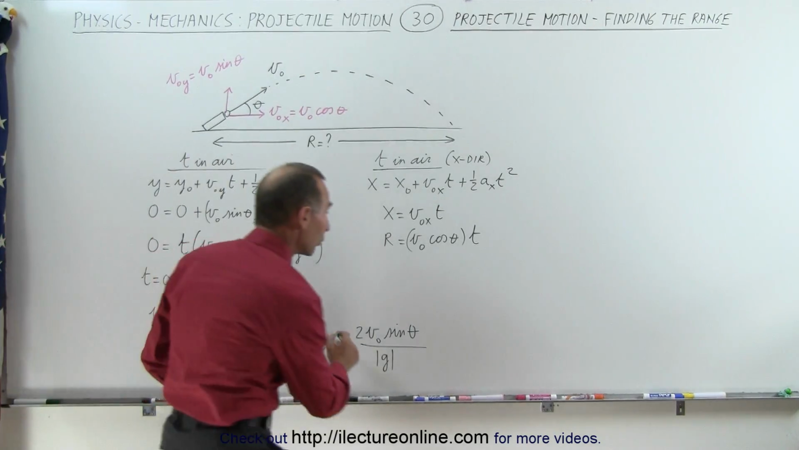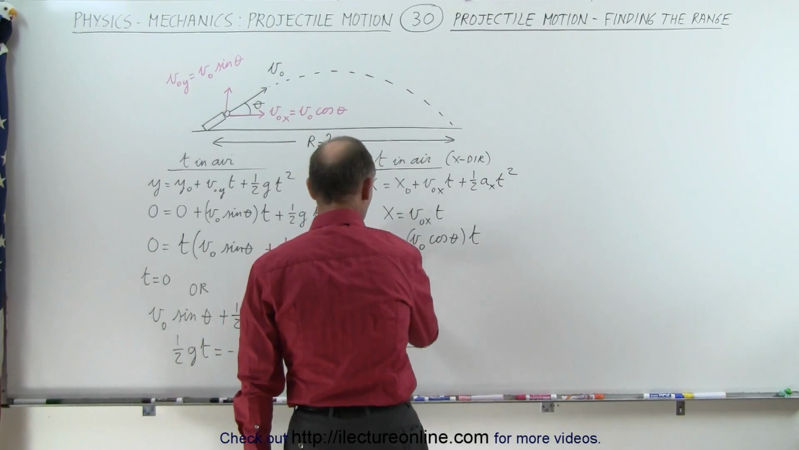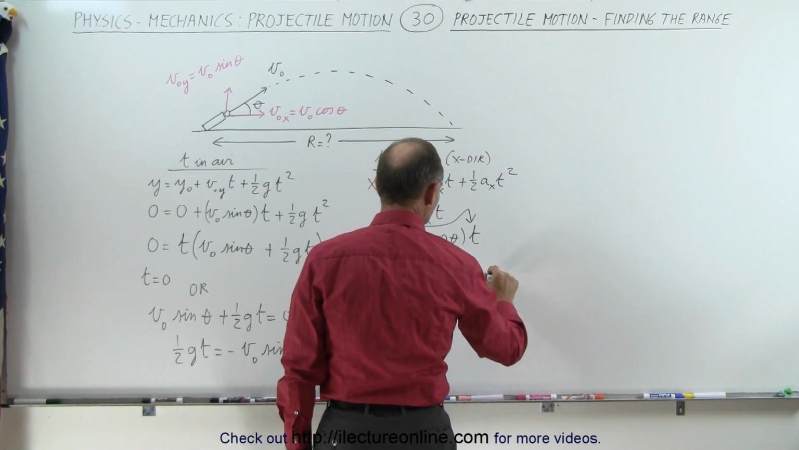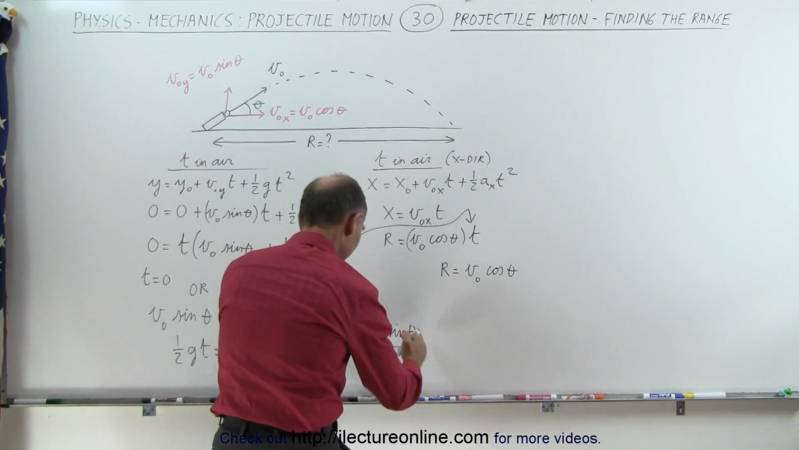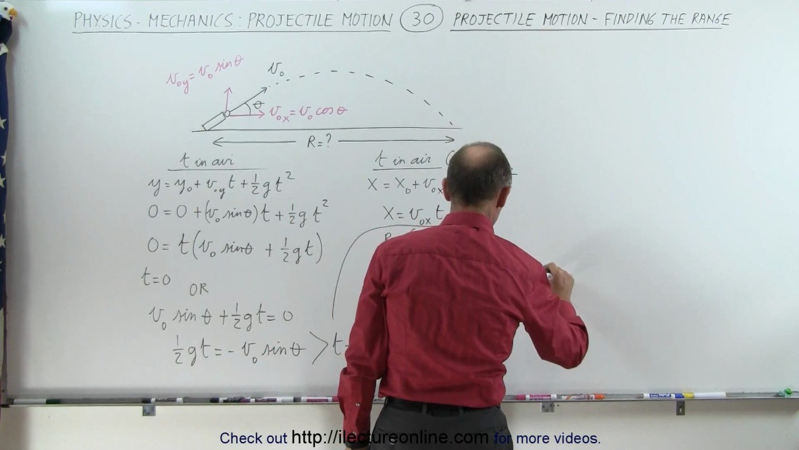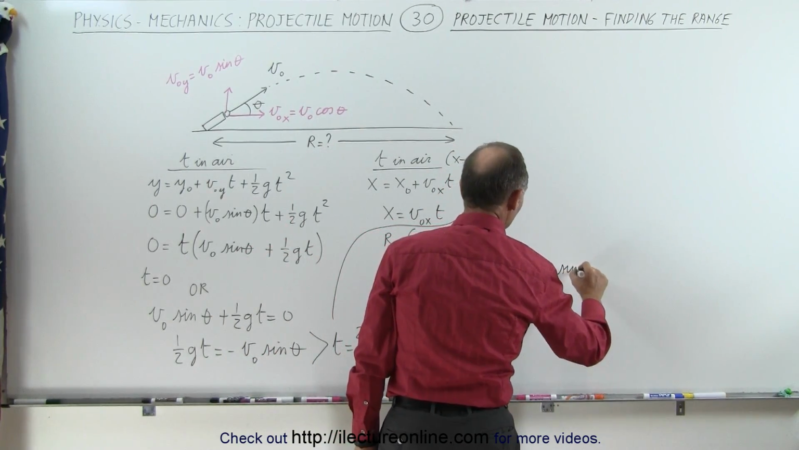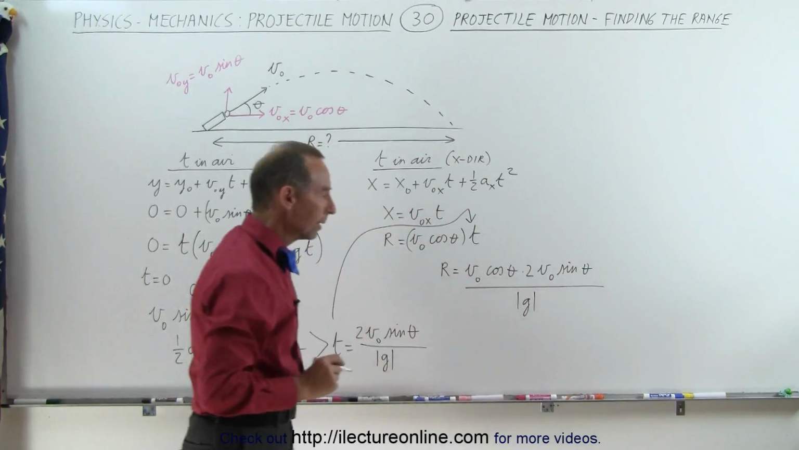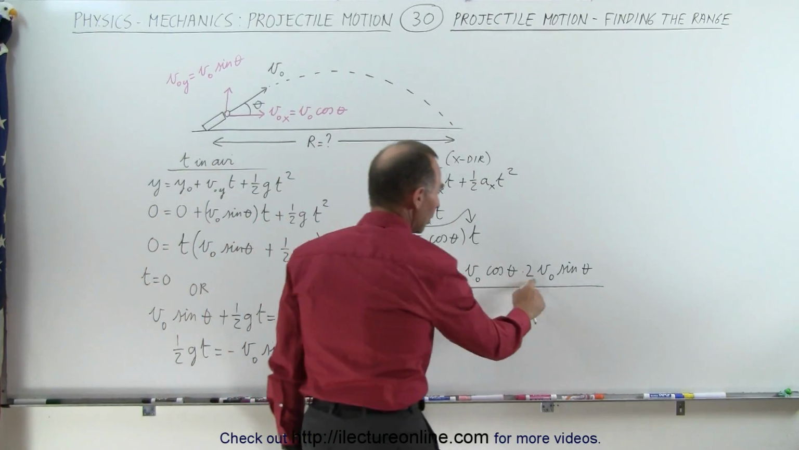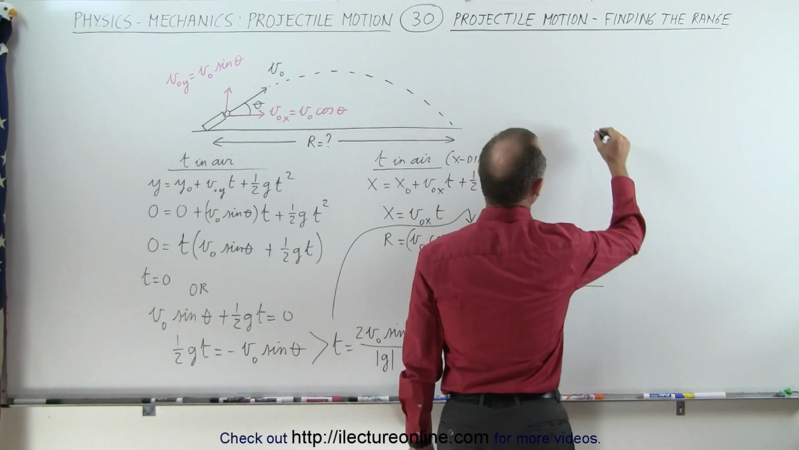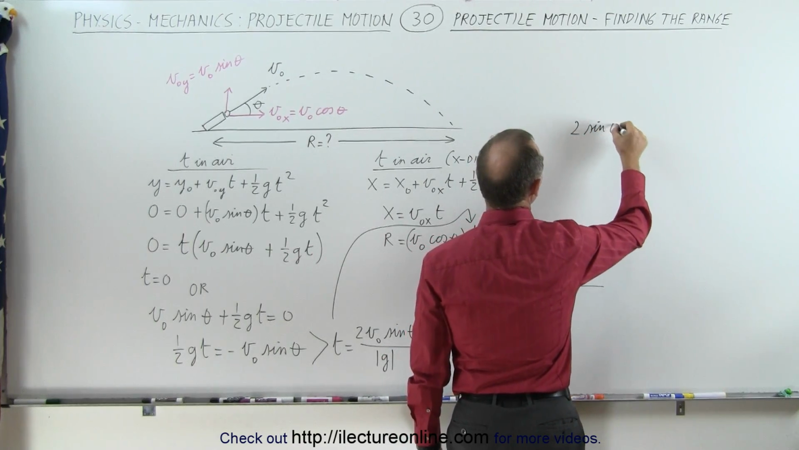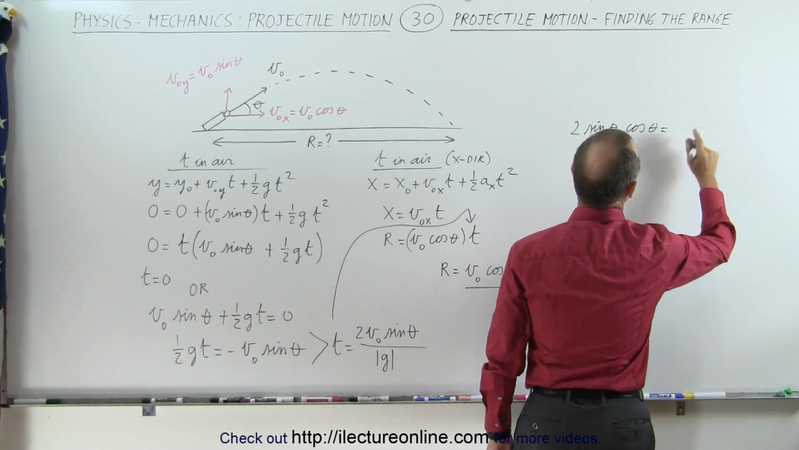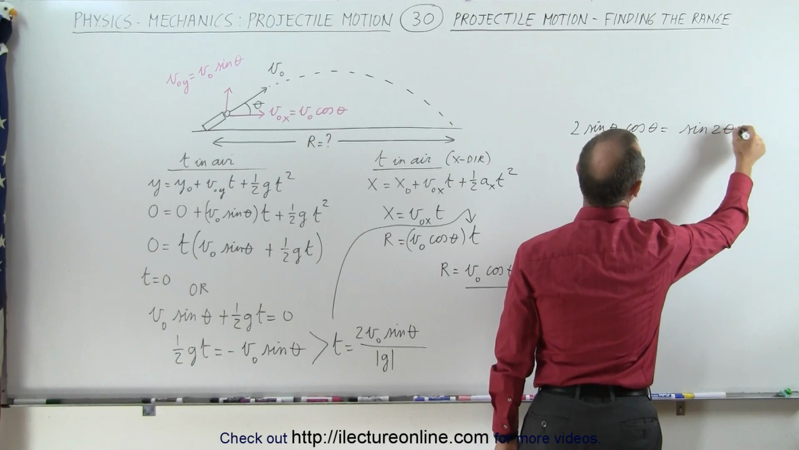Now we're going to plug that into our equation up here. So this t goes into our equation over here, and we get the range is equal to v initial times the cosine of theta times this quantity, which is 2 v initial times the sine of theta, all divided by the absolute value of g. Now I see a 2, a sine of theta, and a cosine of theta, and I realize that 2 times the sine of theta times the cosine of theta is equal to the sine of 2 theta.